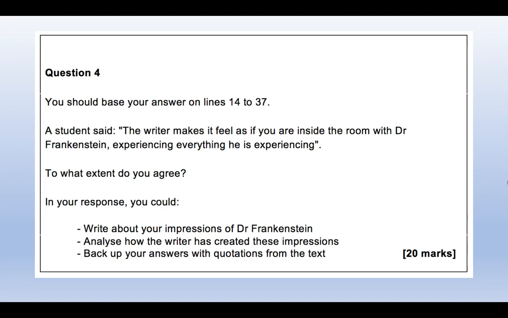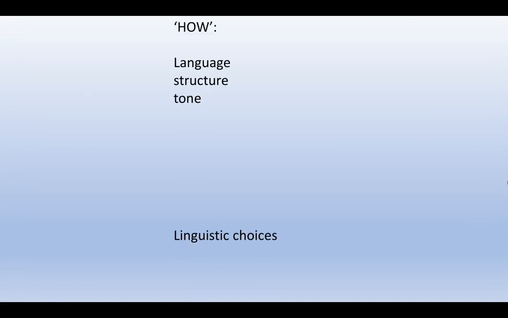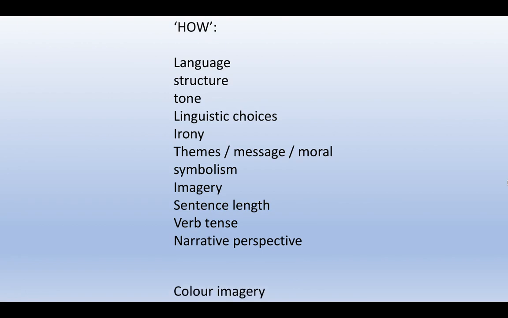So if you agree, yes, the writer does make it feel like you're inside the room with Dr. Frankenstein, then you would ask yourself, what are the methods used to make you feel like you're there? So if it is language or structure or tone or symbolism or metaphor or sentence length, whatever it is, if those are the things that are making you feel like you're in the room with Dr. Frankenstein, then you can write about them. There's no kind of thing you cannot use as a method here, even though this isn't a question that is analysing specifically the AO2 analysis of language. It is still possible to write about those things if it is relevant to your answer.